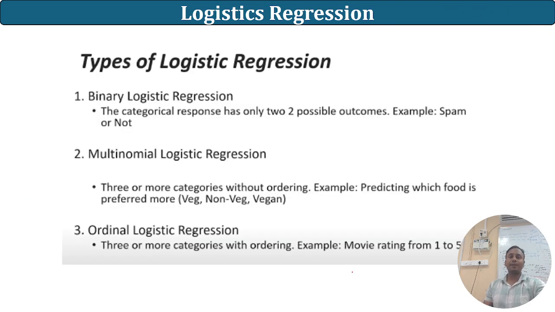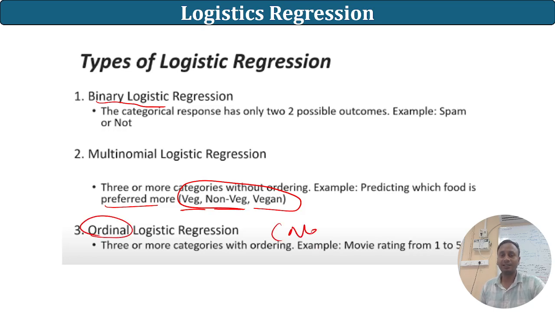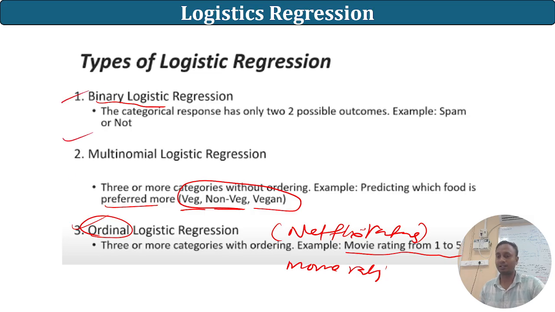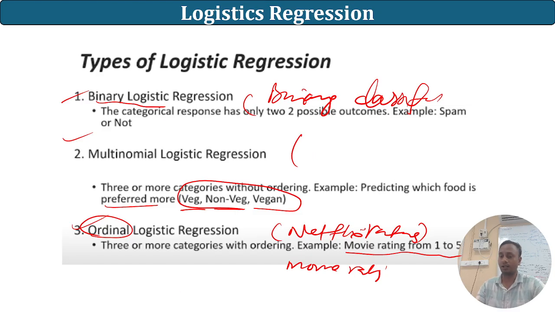If we talk about the types of logistic regression: binary, which will say yes or no, spam or not. Multinomial, which predicts, say, which food is preferred more: veg, non-veg, vegan. Then ordinal, like a Netflix rating or movie rating from 1 to 5. So these are the three types of logistic regression we have. This is called binary classification, then multi-class classification, and then we have the ordinal type.